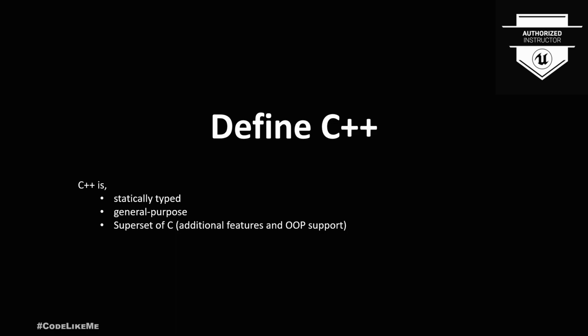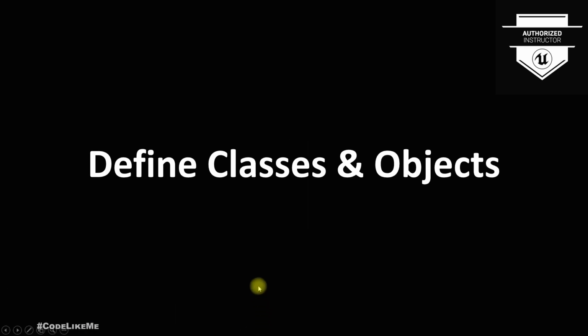Okay, and the next part, superset of C. That means the language C does not have OOP support. OOP stands for object oriented programming, and I'm not going to get into details about OOP here. Other than that, C++ has some additional features, let's say functions, variables, and libraries that are not included in C. Alright, now let's move on to the next question. Here we will need to do some coding as well to explain. Right, define classes and objects.